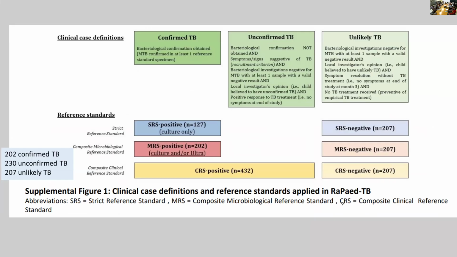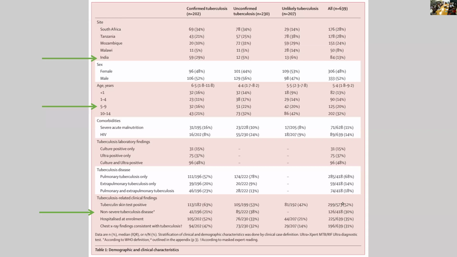So based on this, now we have a strict reference standard. That is only culture positive, we have 127 patients. Both culture and Ultra positive, now we have 202 patients. And the clinical reference standard, we now have 432 patients. So this is basically the demographic and clinical characteristics.